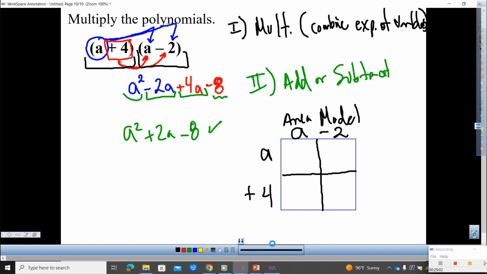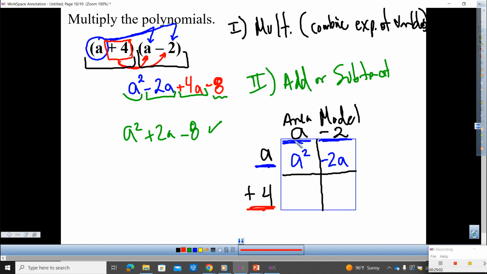With that said, I'm going to use blue to start off with a. A is going to multiply this one, and it's going to multiply this one to fill in our areas. What is a times a, everyone? A squared. What is a times negative 2? Negative 2a. We're done with those areas. We're moving down to the next level. Underneath this one, I'm going to put in red.